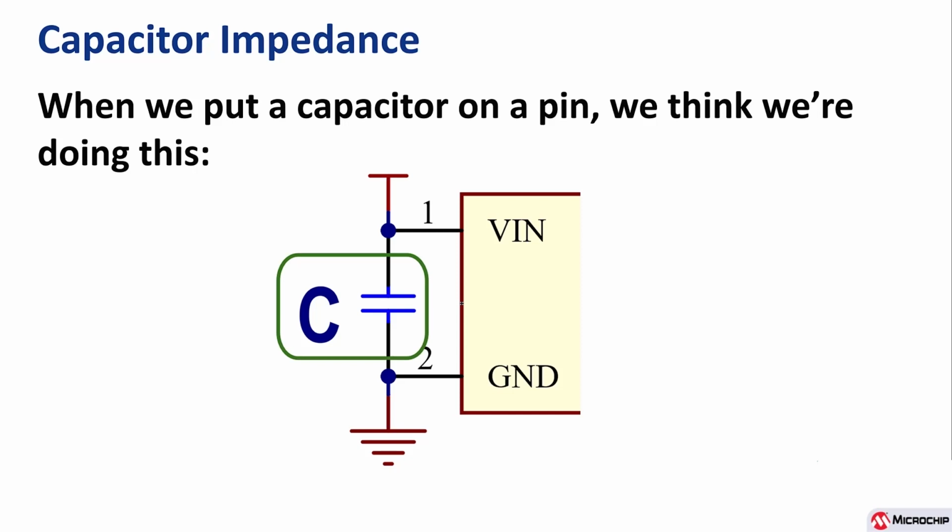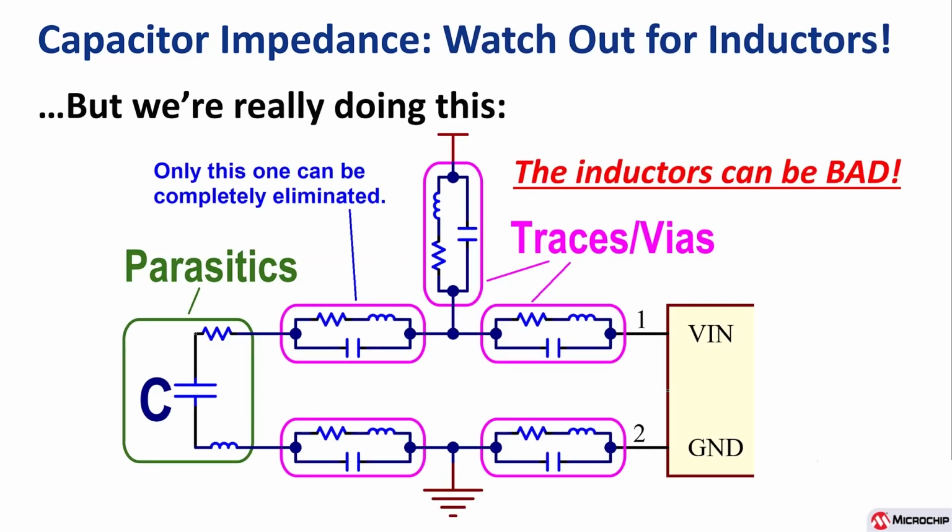Now, when we put a capacitor on a pin in the schematic, we think we're doing this. Put a nice neat capacitor between V in and ground. But what we're really doing is this. And the inductors in this illustration can be very bad. All of these little magenta circled areas are traces and vias. And of all of these, only one of those can be completely eliminated. All the rest can be reduced, but only one of those can be completely eliminated.